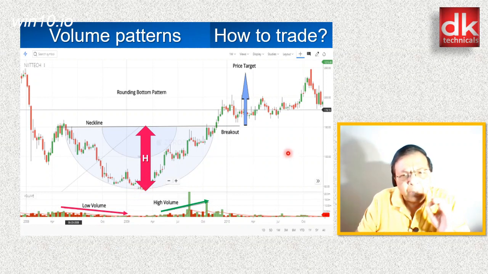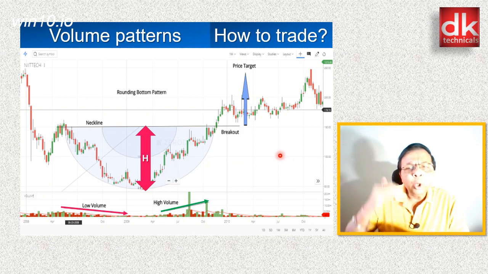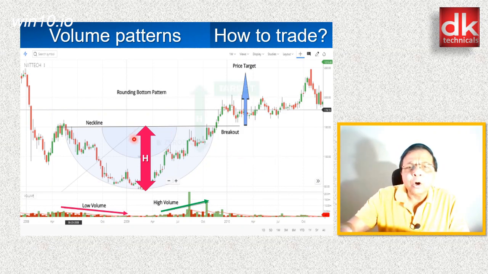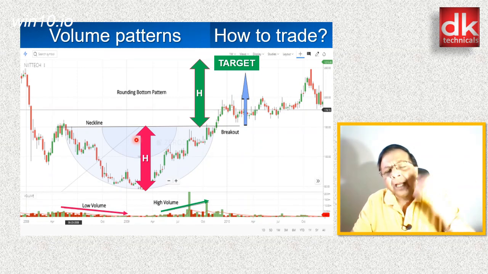Please mark my word, I am using the lowest point. Lowest means if the lower shadow of a candle is the lowest point, we will measure from that point to the neckline and project this height on the upside, where it will calculate the target.